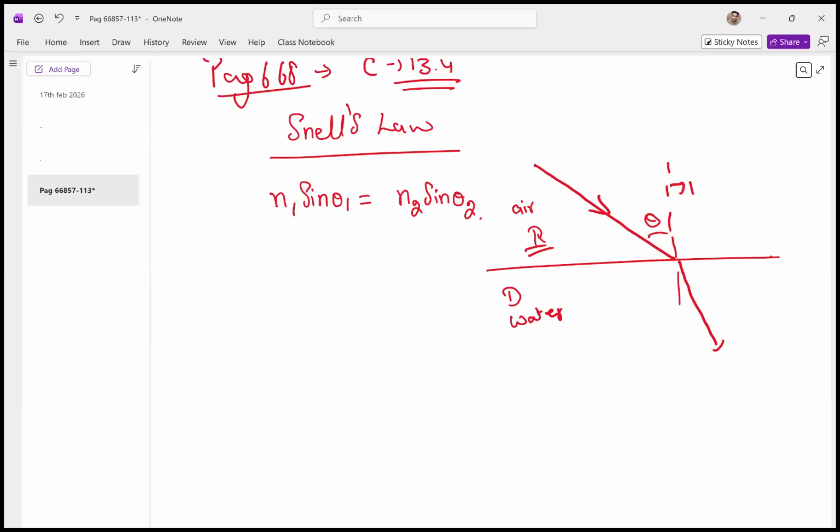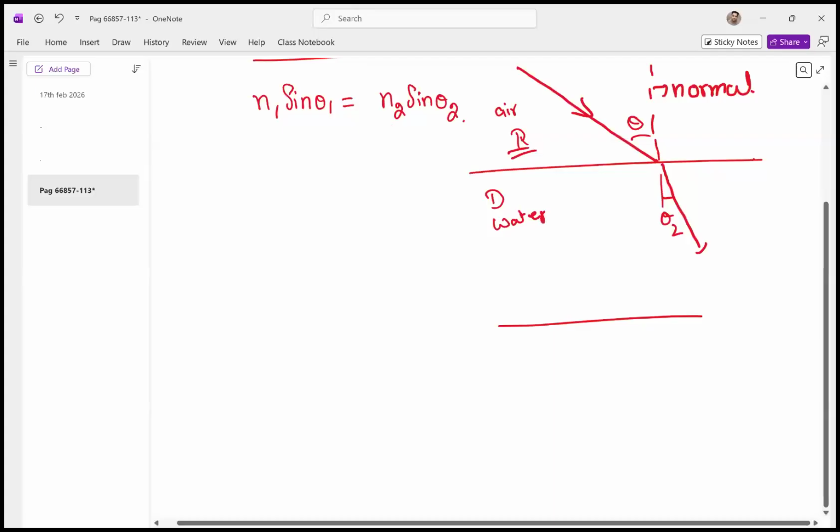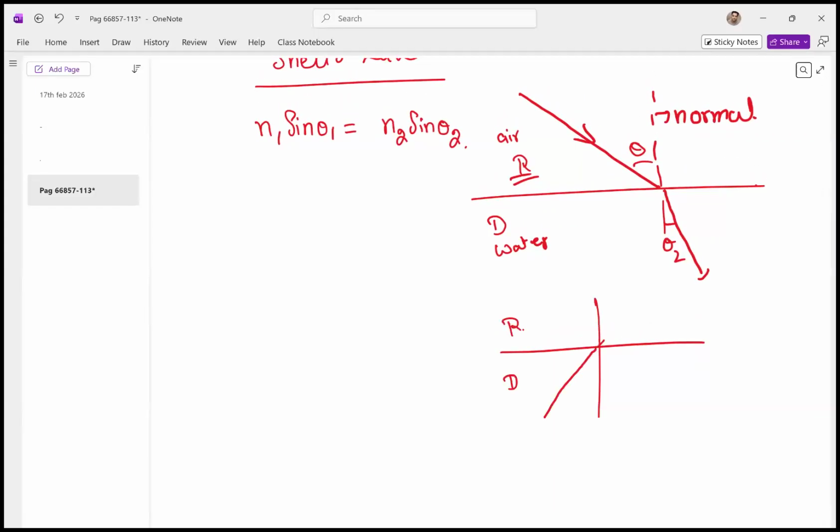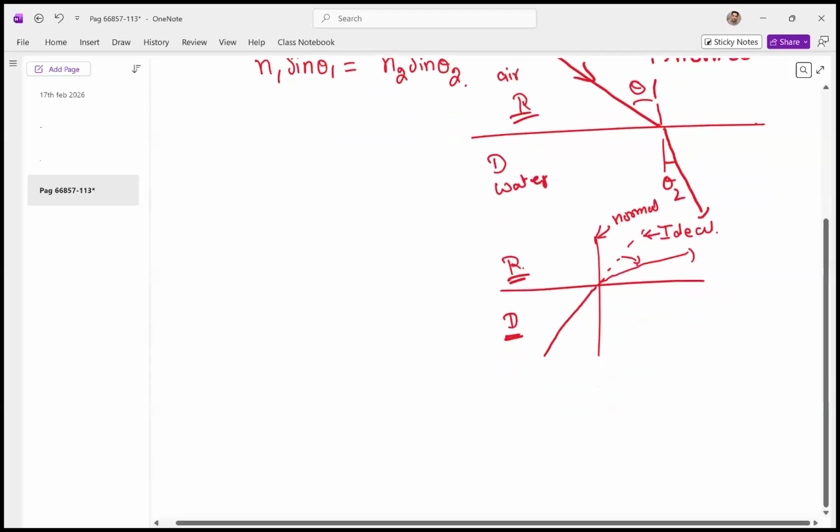So this is the normal line, normal, and this angle will be theta 2. And when the light goes from the denser medium towards the rarer medium, this is the denser, this is the rarer medium, it will bend away from the normal line. This would have been the ideal path, but it bends away from the normal when it moves from the denser to the rarer medium.